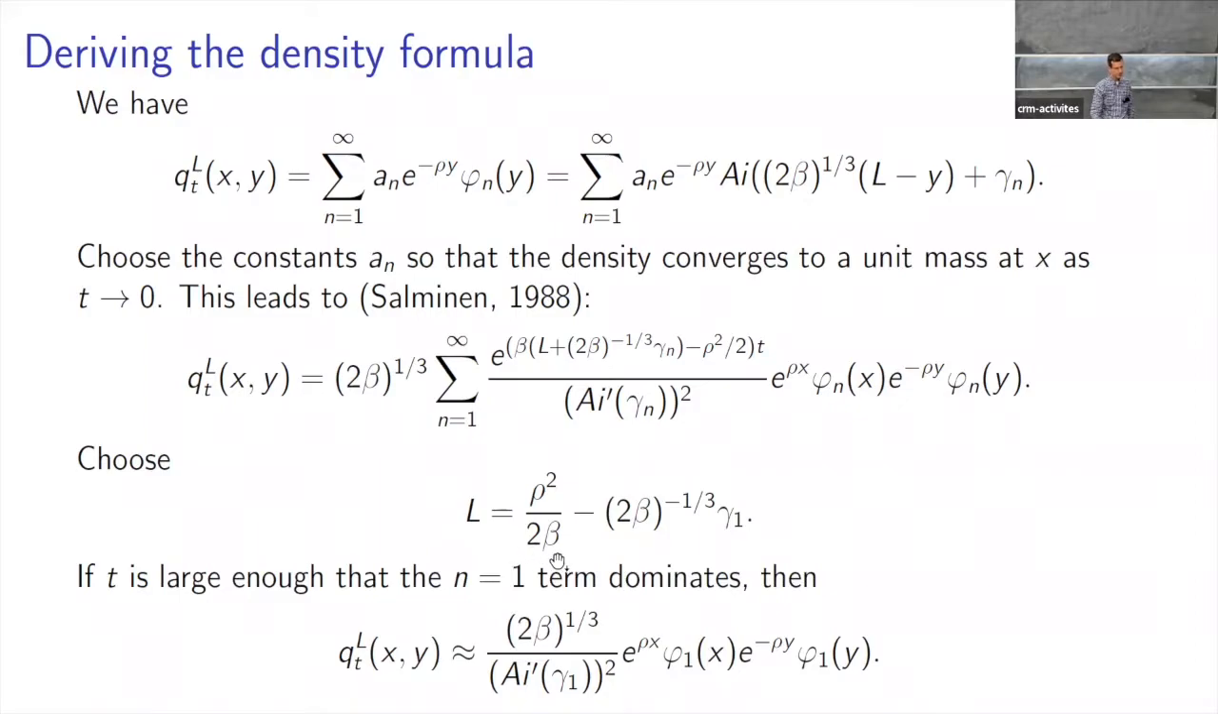Recall that we noted earlier that we expect to find the rightmost particles close to rho squared over 2 beta. And so what we're doing here is killing particles when they get just a little bit above that level, remembering that gamma 1 is negative. Now, if t is large, the n equals 1 term will dominate this sum because the other terms are going to decay exponentially, and therefore we can approximate the density function by the leading term to get this much simpler approximation for Q_t^L of x,y.